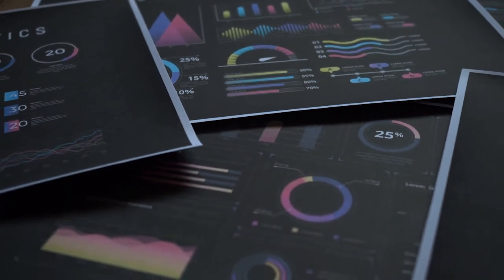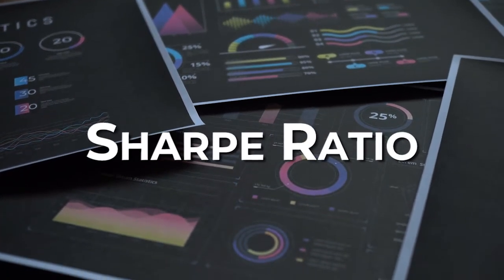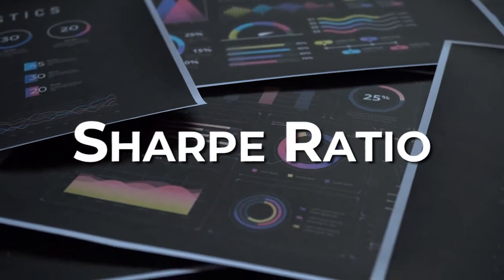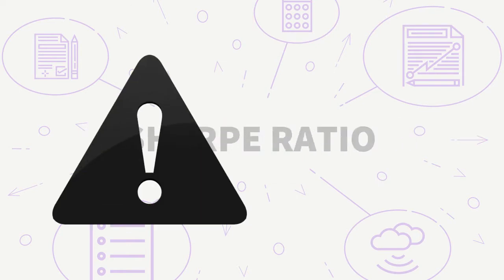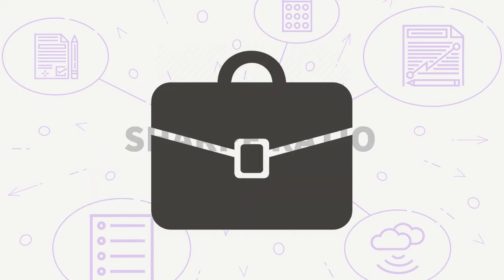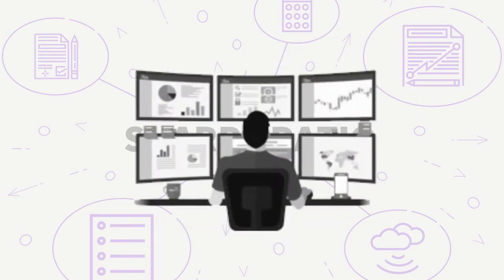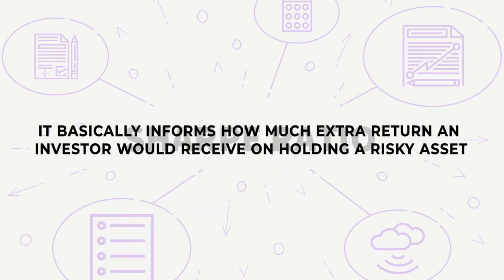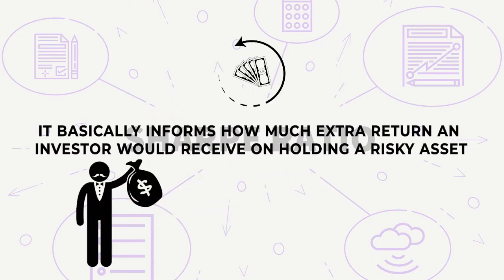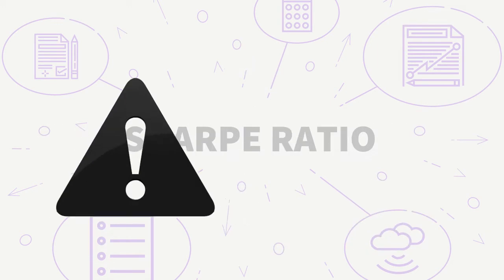The topic for today is Sharpe ratio. So what is Sharpe ratio? Initially developed by Nobel laureate William F. Sharpe, the Sharpe ratio is used to evaluate the risk-adjusted return of a portfolio. The ratio comes very handy for risk analysts in measuring the risk-adjusted performance of a portfolio, and it basically informs how much extra return an investor would receive on holding a risky asset.